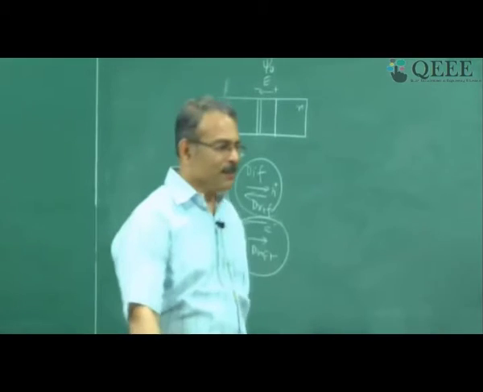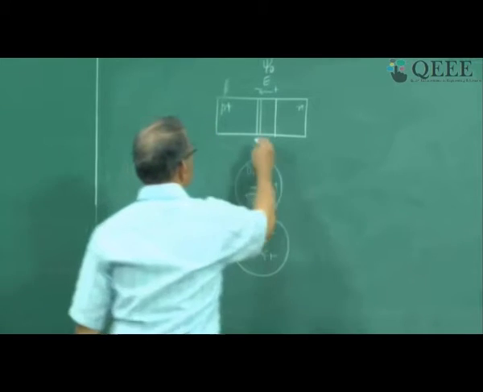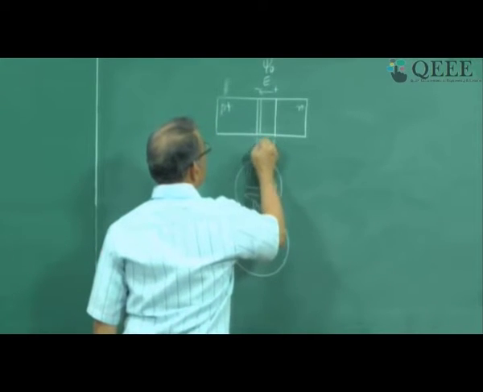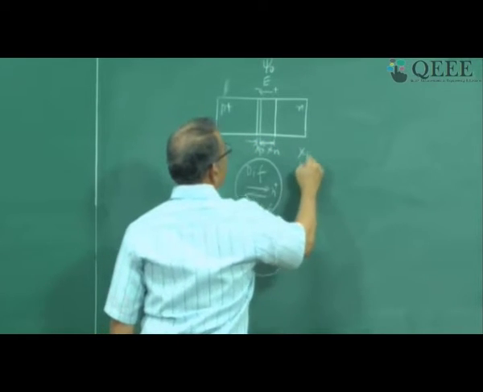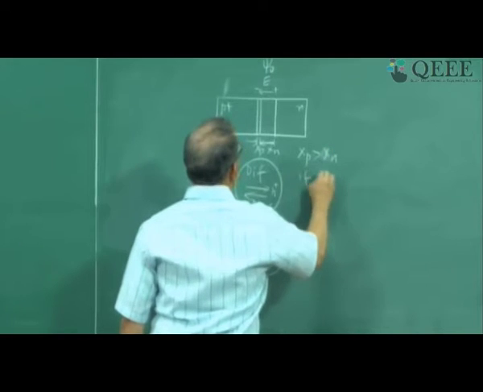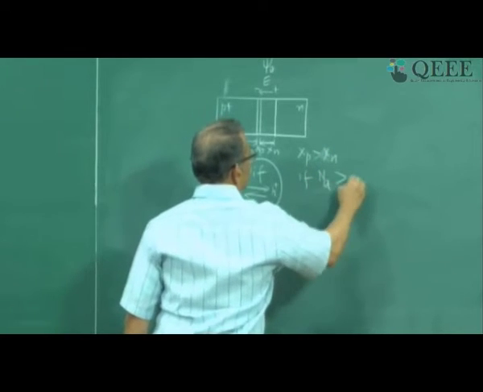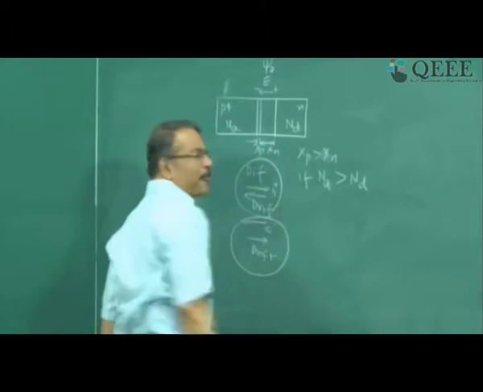That is when this transfer will stop, and at the end of equilibrium you will have this xn and xp, where xp is greater than xn if Na is greater than Nd. This is Na and this is Nd, right.